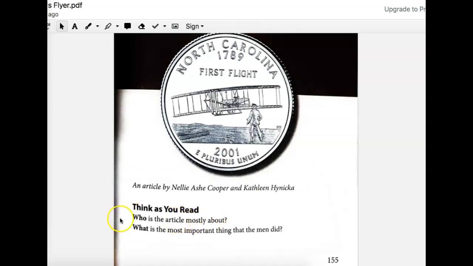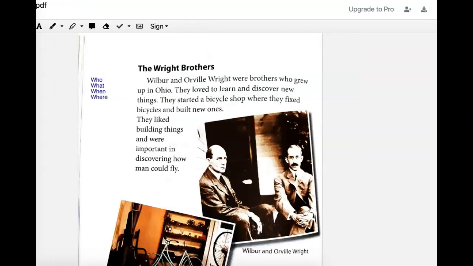So as we read this article, I want you to think, who is the article mostly about? And what is the most important thing that the men did? I want you to think of these questions, the 4 W's, or the 5 if you want to think of the Y as well. And let's begin reading.